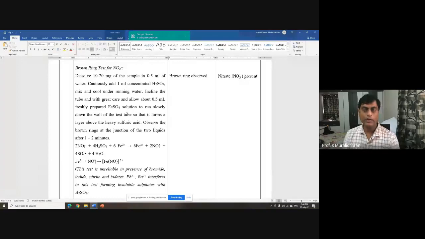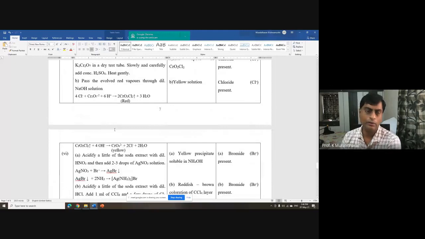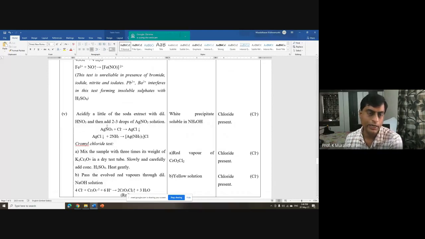So the next test is for chloride. All the halides will be coming one by one now. Take a little bit of extract with dilute nitric acid and add 2 to 3 drops of silver nitrate solution. You will observe the formation of a white precipitate, insoluble in water. To that, if you add a little bit of ammonium hydroxide solution, it will go into the solution again.